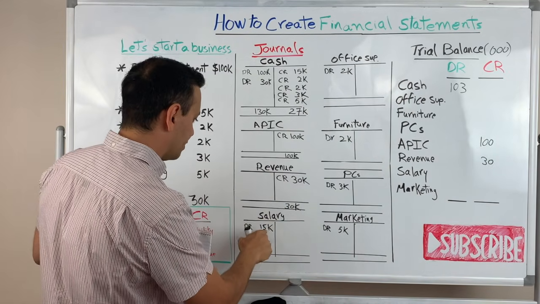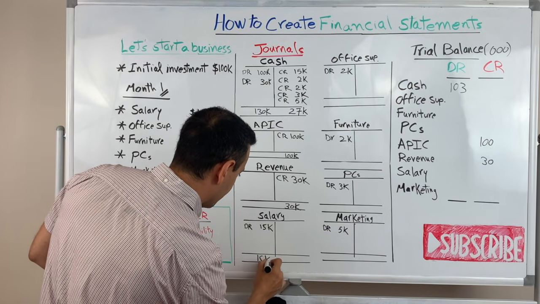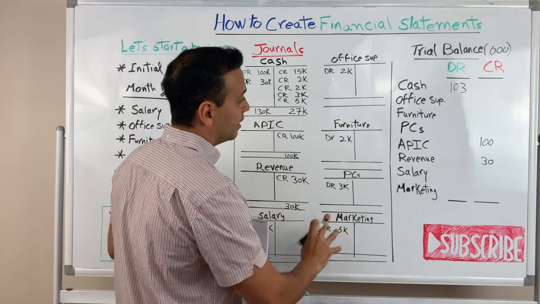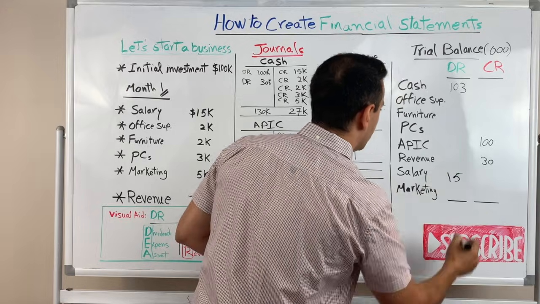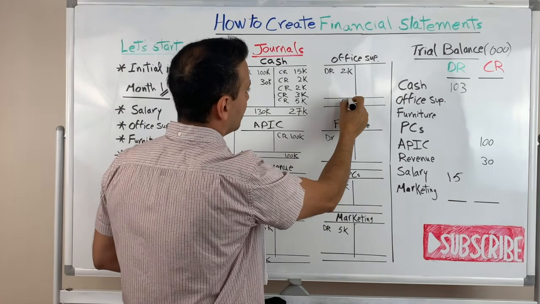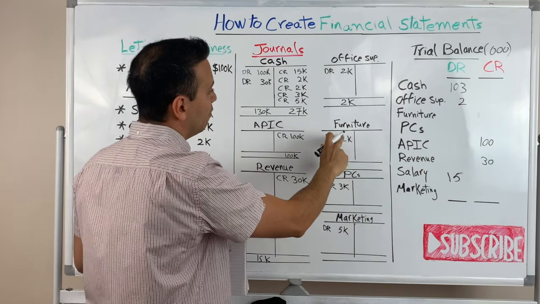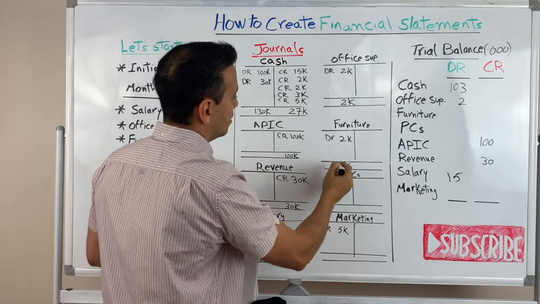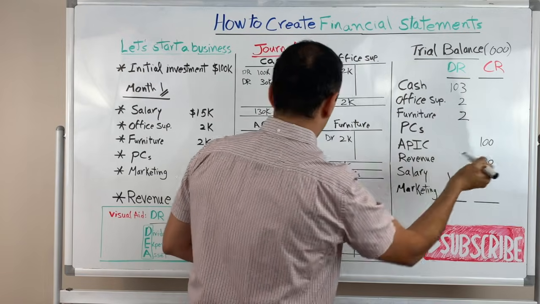And then you have salary 15 on the debit side, so that's 15K when you sum it. So 15K salary, you transfer that as well. So 15K for salary on the debit side. And then you move over here, office supplies 2K debit side. So office supplies 2. Furniture, we have a debit 2K, same thing. So that will go in furniture here.